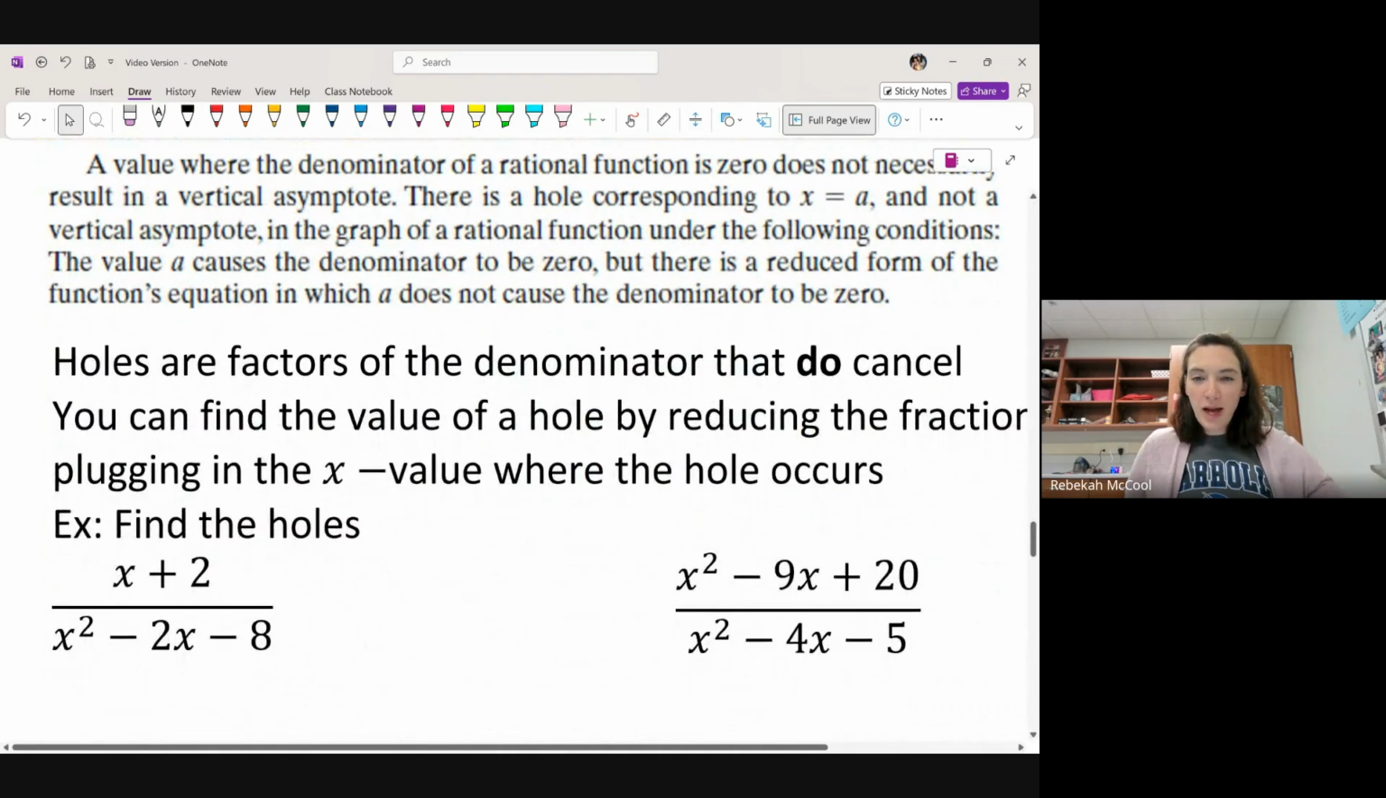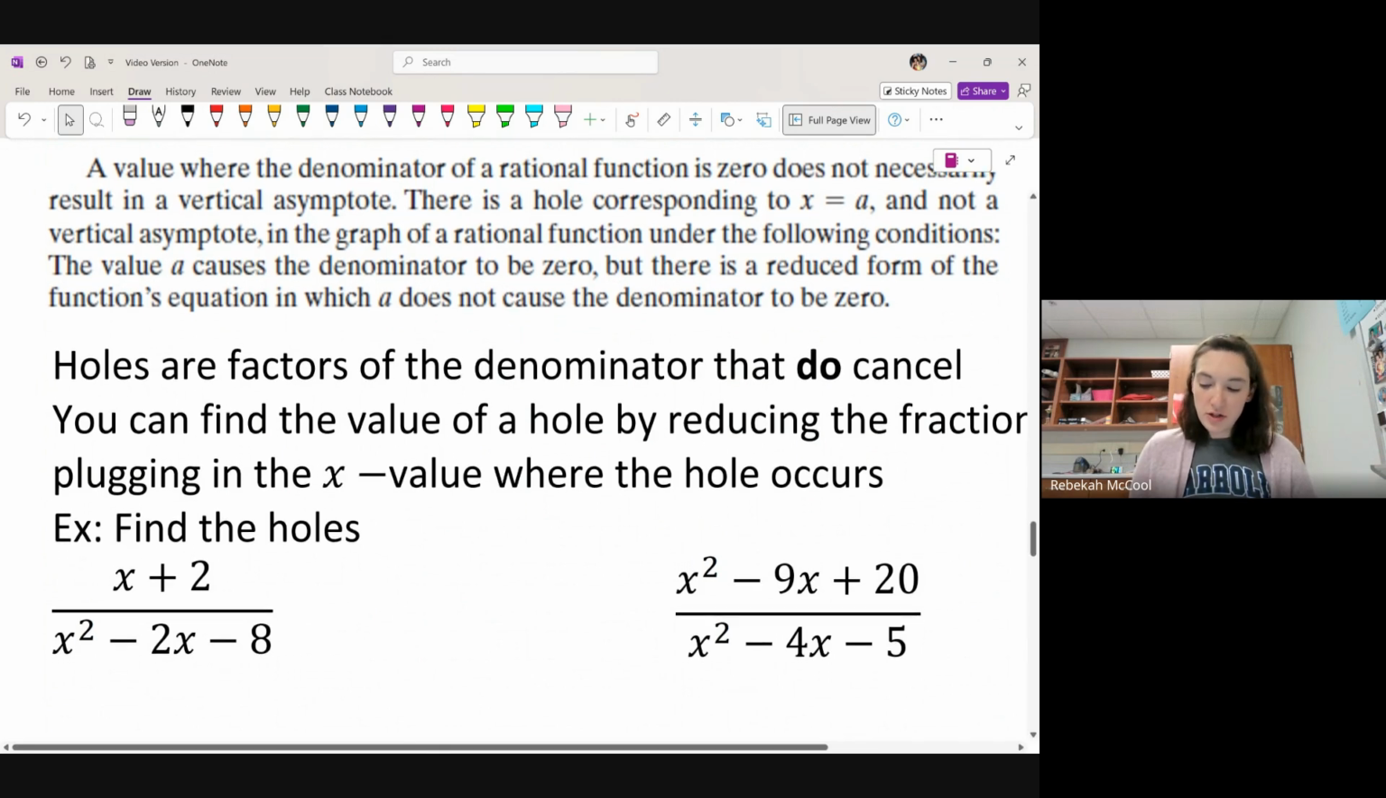Now, you might be wondering, what happened to the piece that canceled? Because that's still a domain error. We still had it as a domain issue when we used that expression previously. Well, it does something different. A value where the denominator of a rational function is 0 does not necessarily result in a vertical asymptote. There is a hole corresponding to x equals a and not a vertical asymptote in the graph of a rational function under the following conditions. The value a causes the denominator to be 0, but there is a reduced form of the function's equation in which a does not cause the denominator to be 0.